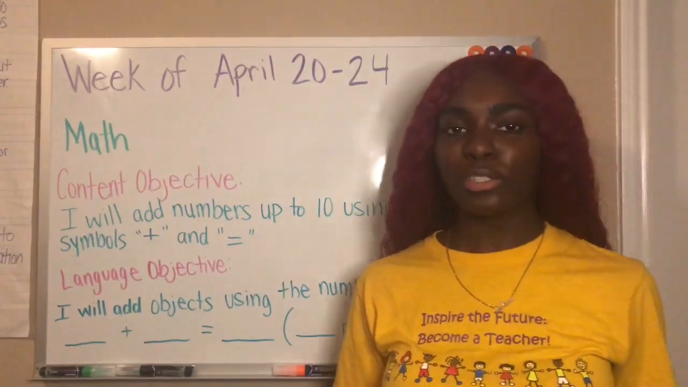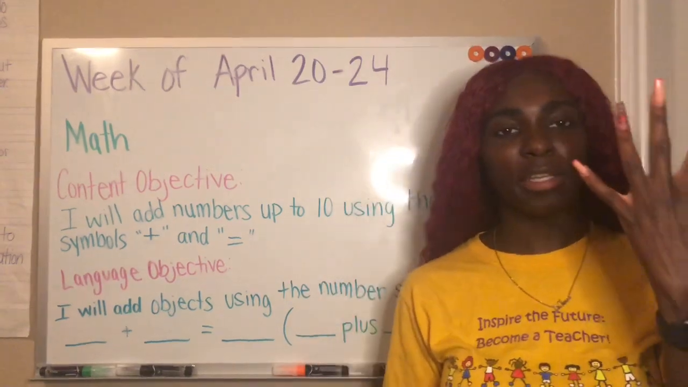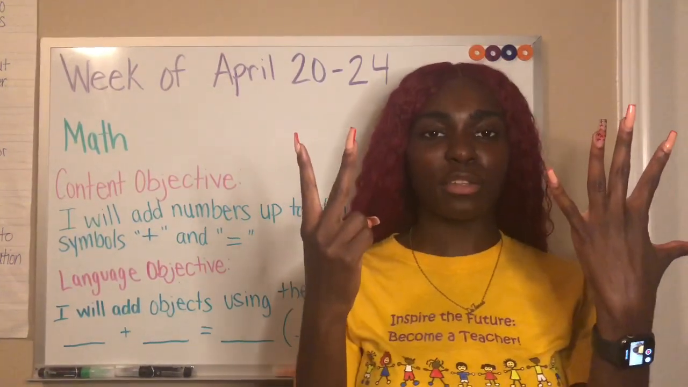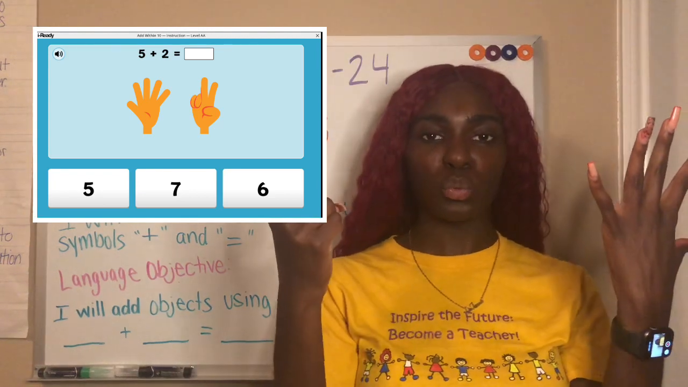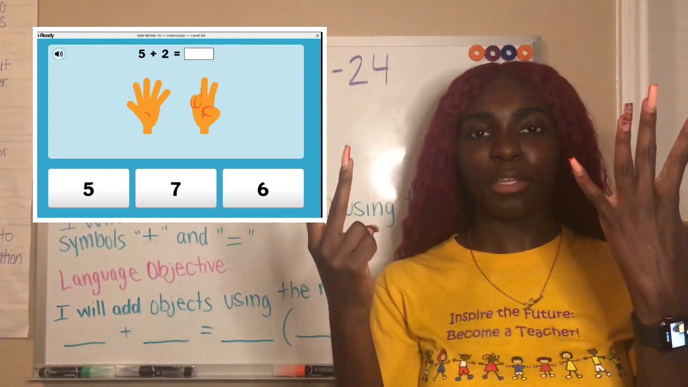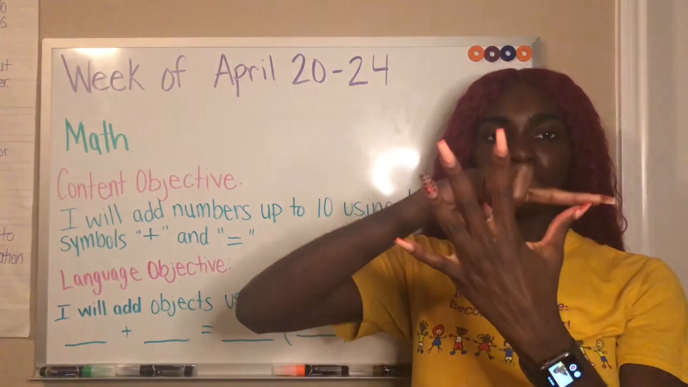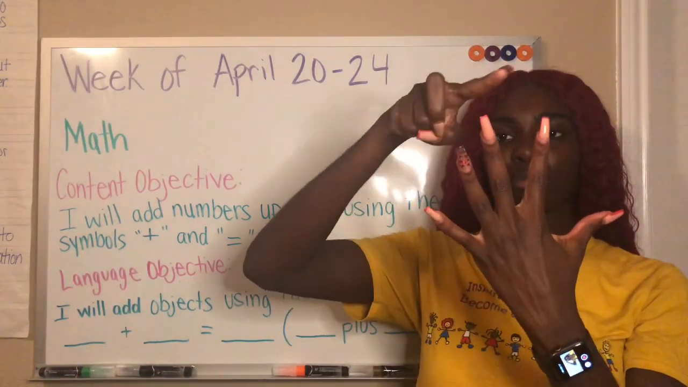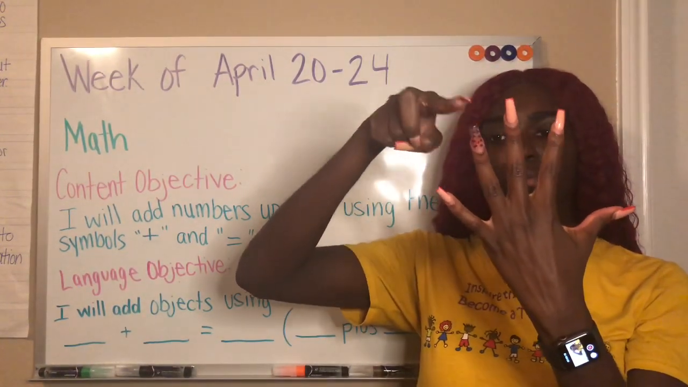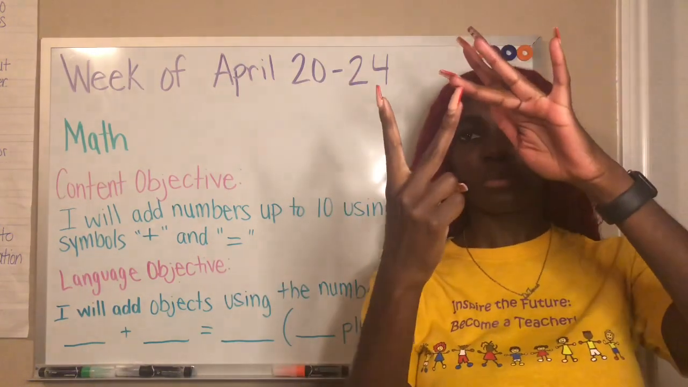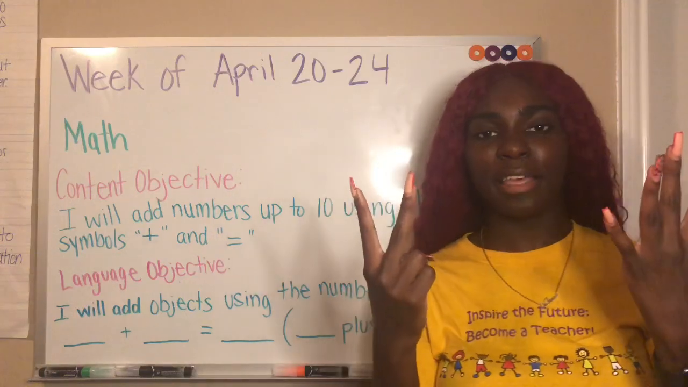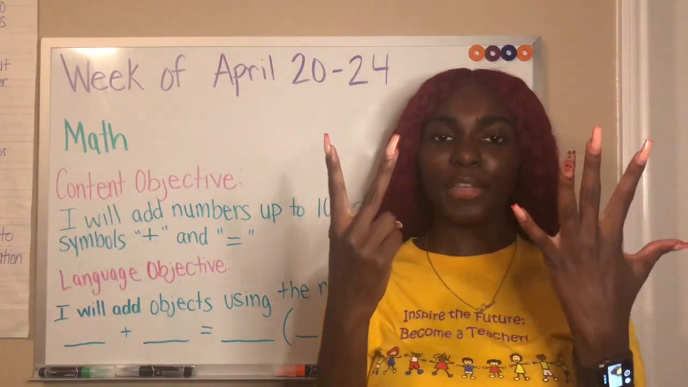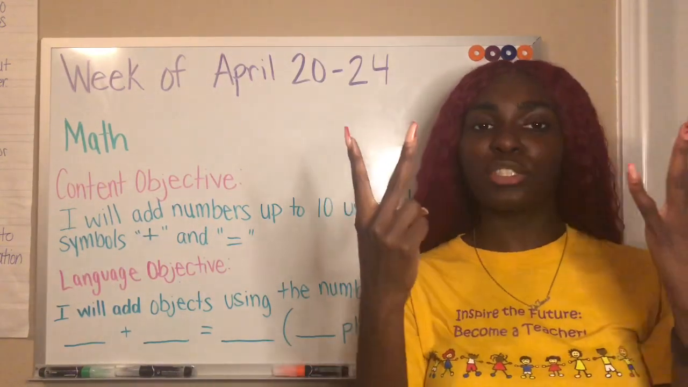Now I want us to hold up 5 fingers on one hand and then 2 fingers on the other hand. So this will be 5 plus 2 is equal to what? Can you count for me? You should have 7. This is 7 fingers. So 5 plus 2 is equal to 7.